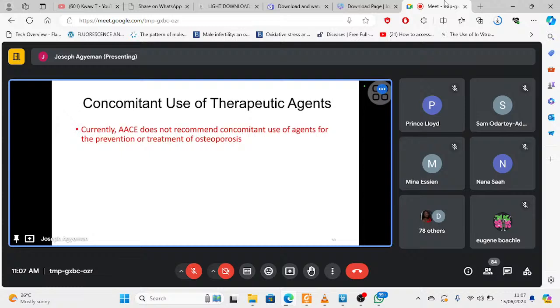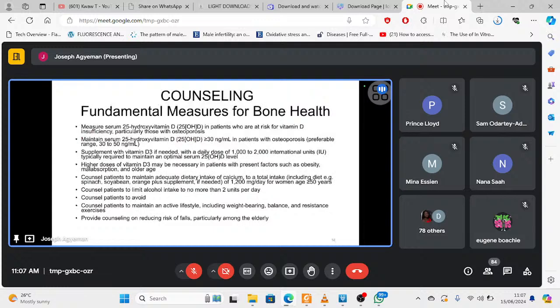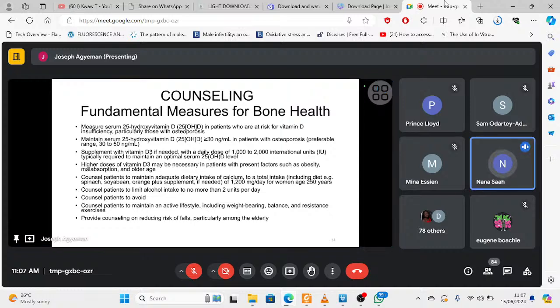Class captain, any queries? Hello, class captain. Doc, please, no queries.